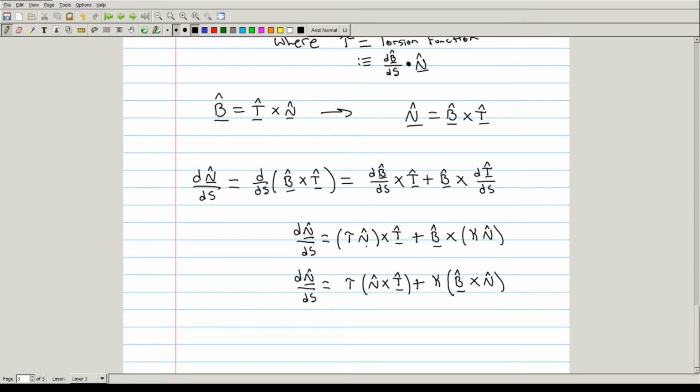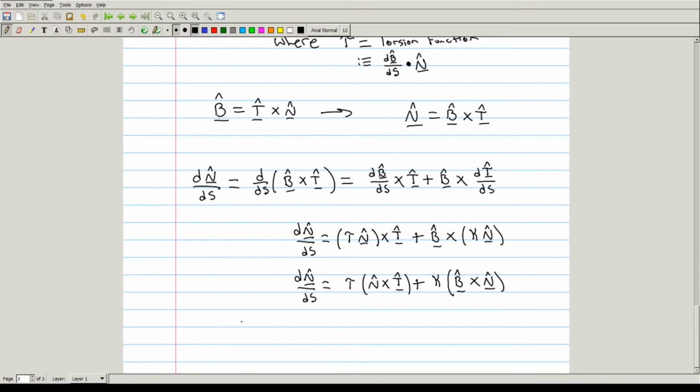And luckily these things are not too difficult to figure out because we are in an orthonormal frame. So remember the properties of the cross product. If b hat is t hat cross n hat, then n hat cross t hat will be negative t hat cross n hat, or negative b hat. And same thing with these two expressions right here, right? But b hat cross n hat is now going to be negative t hat.